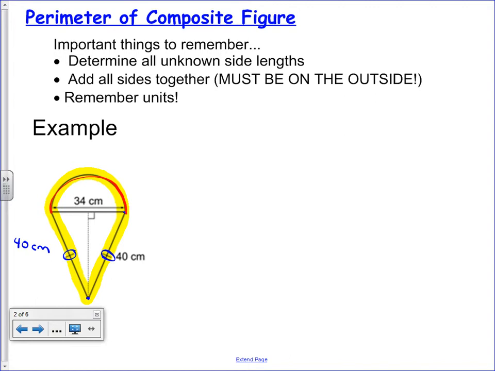Now, do I know this side length here, from here to here? No. It's a semicircle, right? I don't know it, so I have to determine what this is. And if you remember, the only shape I need to use a formula for is a circle. So what formula am I going to use to help me determine this side length? Good. And why did you choose C equals pi d? We have two formulas that you can use there: C equals pi d or C equals 2 pi r. Why did you choose pi d?